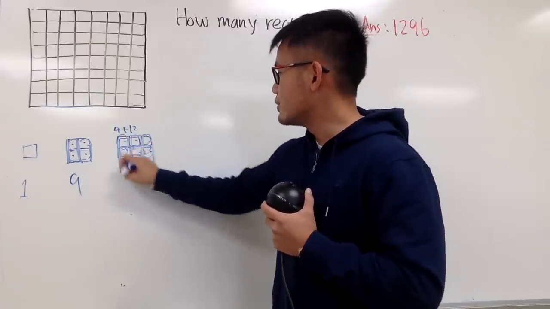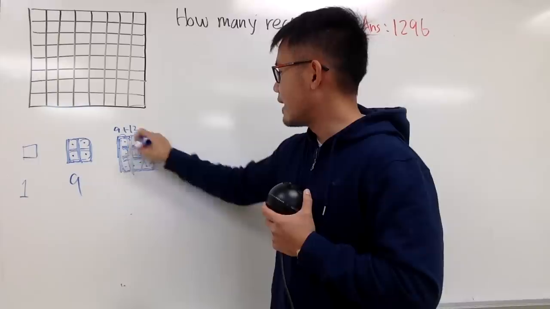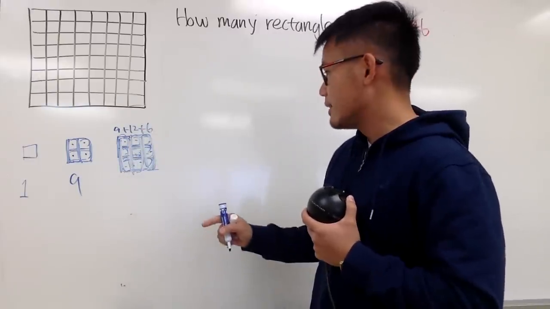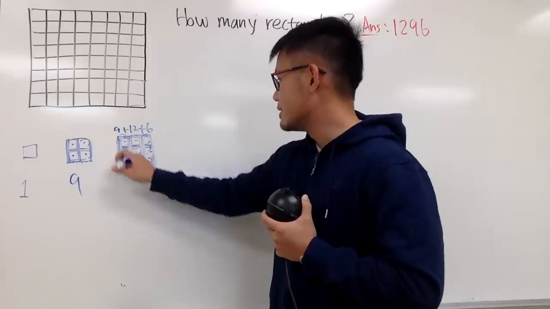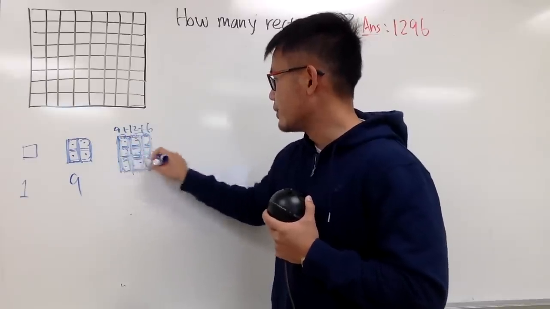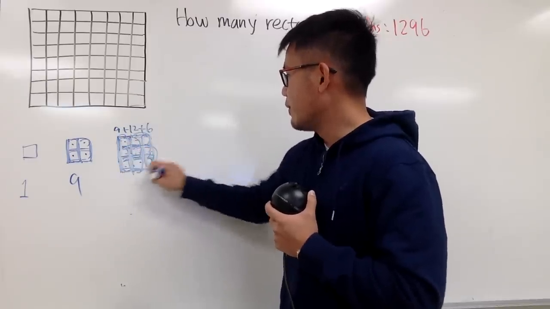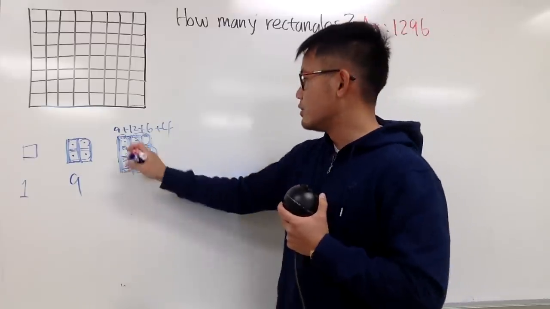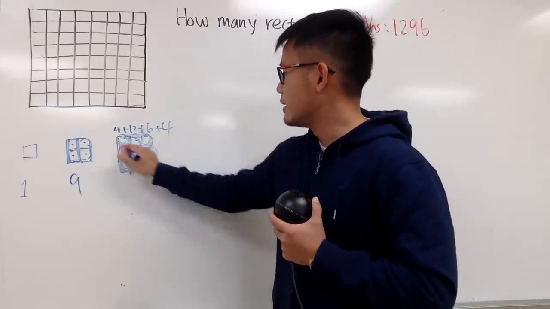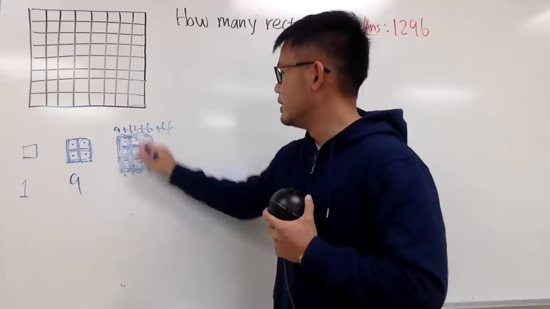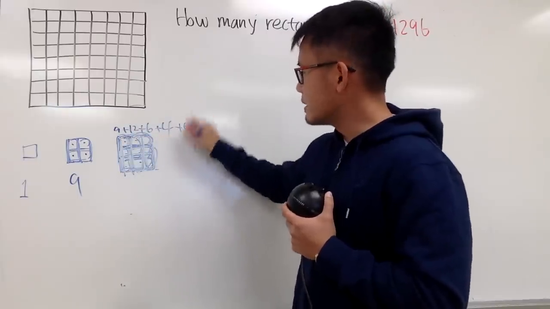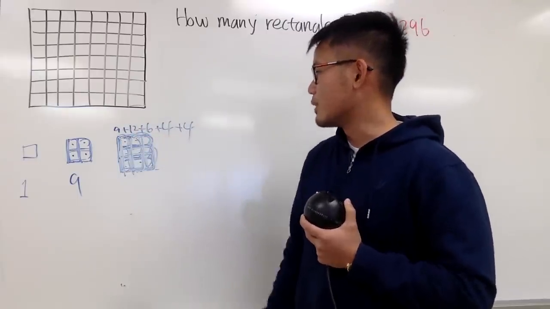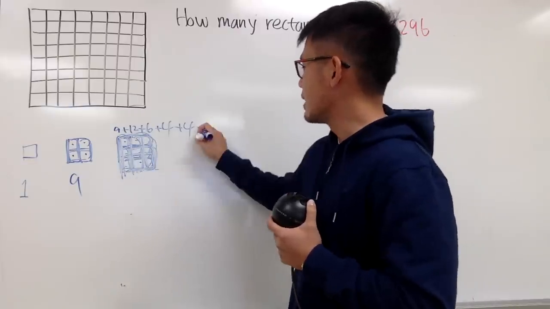Now let's do the 3 by 1. 1, 2, 3, 4, 5, 6, right? And now let's do the 2 by 2, yeah? So this is 1, 2, 3, 4. So that's the 2 by 2. And now let's do the 3 by 2. For 3 by 2 we have 1, 2, 3, 4. So we did the 3 by 2, we did the 3 by 1. Now the last one is just 3 by 3, so plus 1.